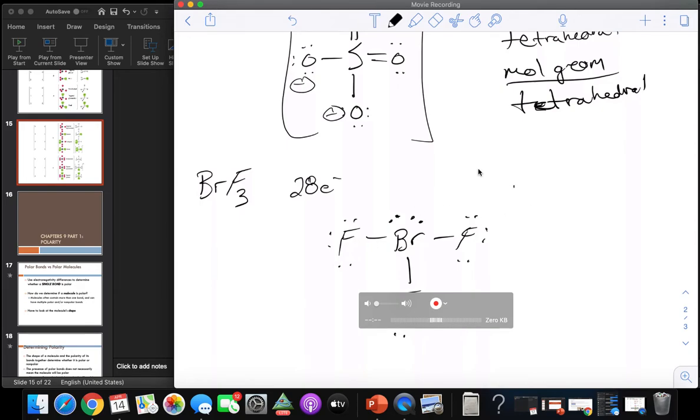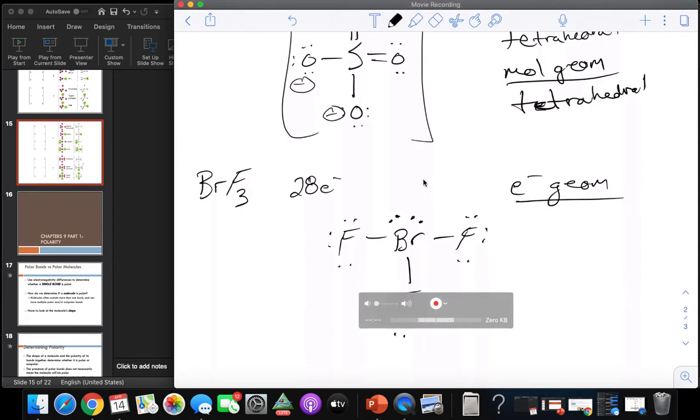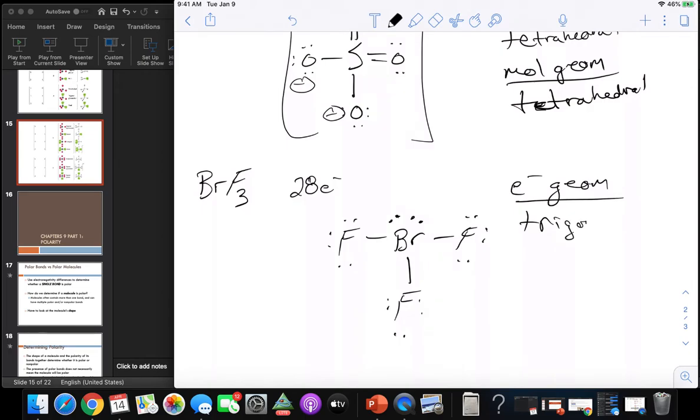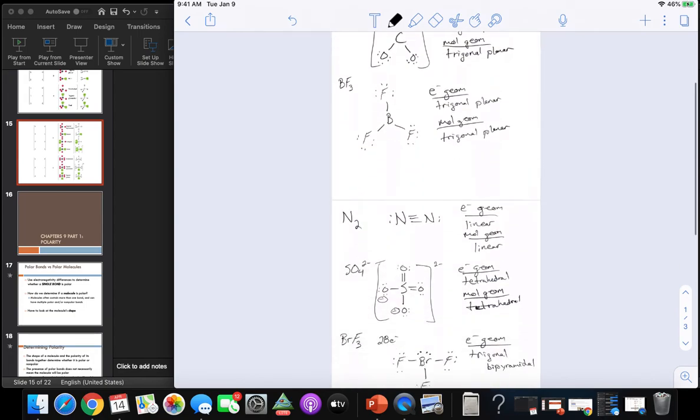So for our electron geometry, now we have something where, if we count how many things are around the bromine, we have 1, 2, 3 bound atoms and 2 sets of lone pairs for a total of 5 things around the bromine, which means that this is now going to be trigonal bipyramidal, which is a lot to write out. So, oops, I apologize for a bit of a weird zoom there.